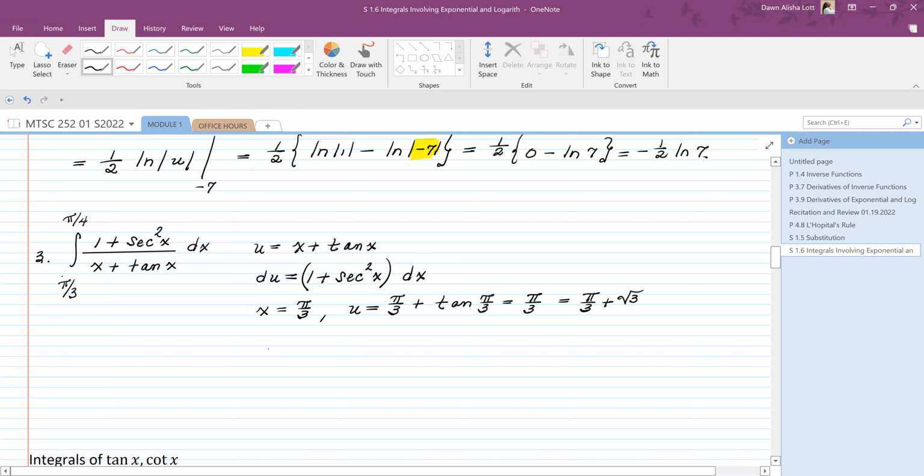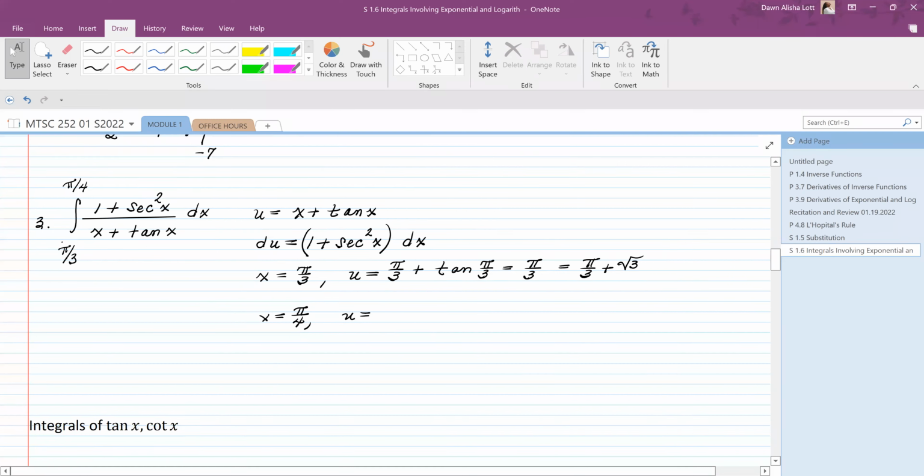Okay, x equals pi over 4. So u is equal to what? pi over 4 plus 10 pi over 4. Okay, so that's pi over 4. What's the tangent of pi over 4? Pull out that card, Johnny.